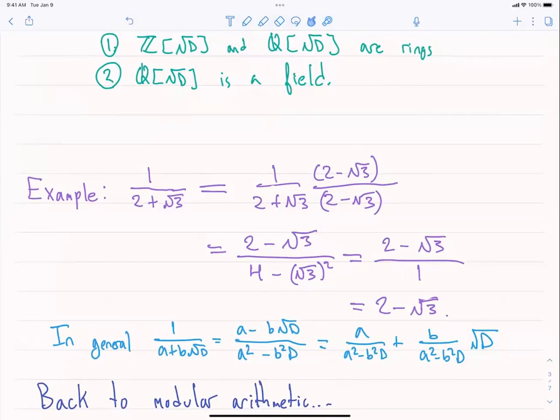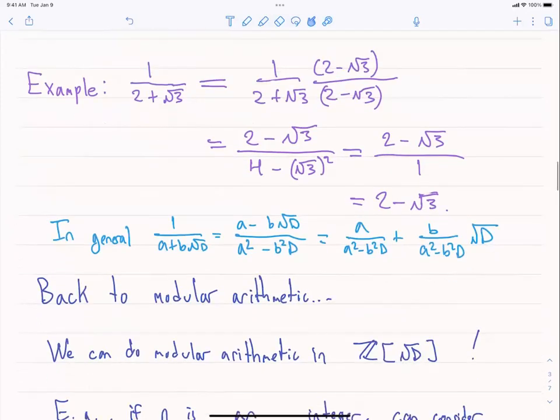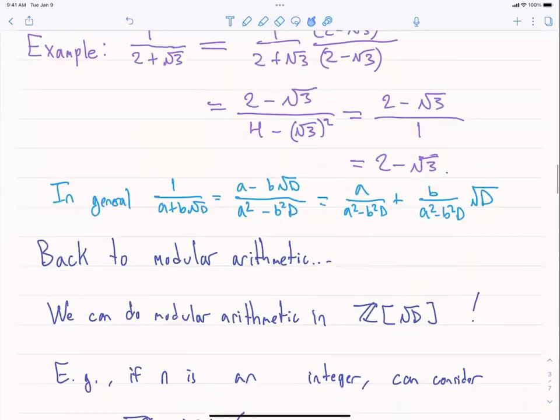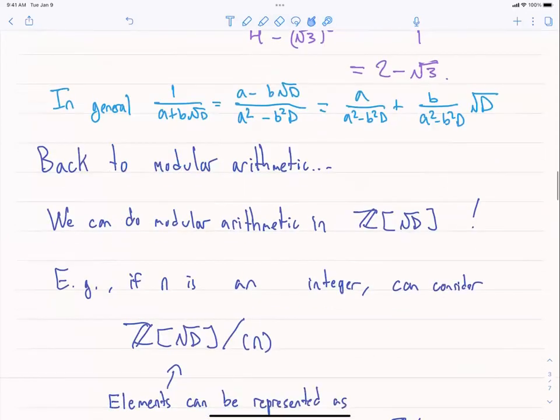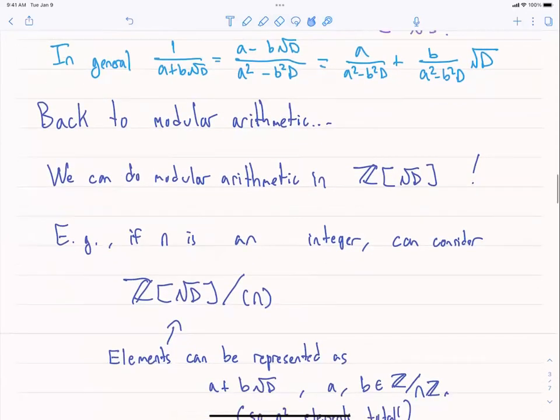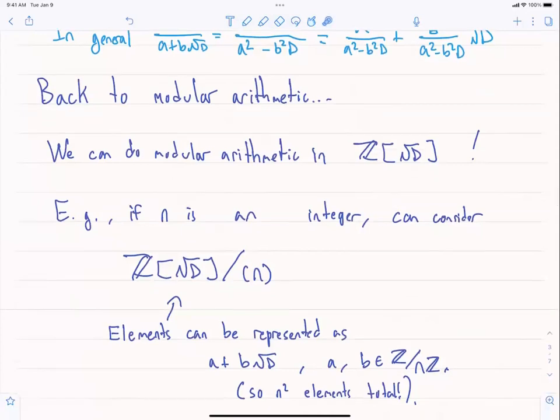And what do we like to do with rings? Well, we like to do modular arithmetic. And this is what we talked about last time, how you can do modular arithmetic in any ring. And so in particular, we're going to do that. Well, it won't be so interesting doing Q[√d], because that's a field, and modular arithmetic is never interesting in fields. But it is interesting to do it in Z[√d].